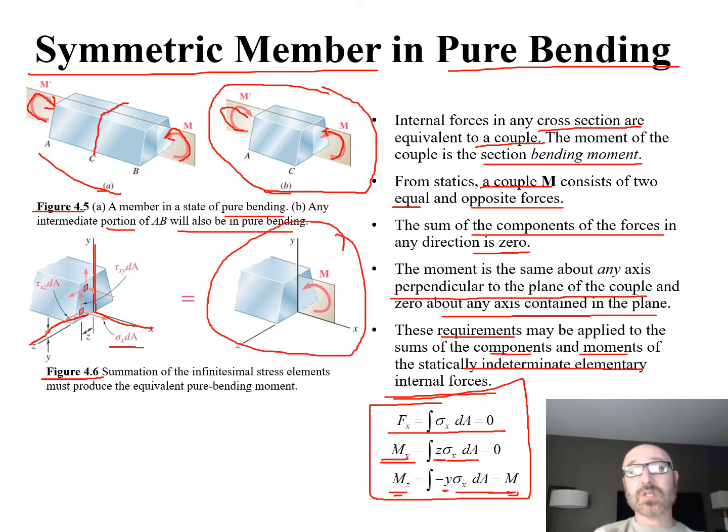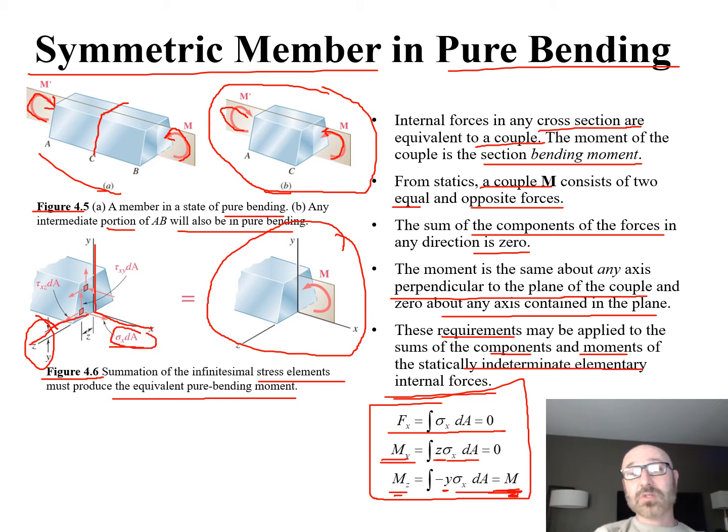So what this is saying is the summation of the infinitesimal stress elements must produce the equivalent bending moments. That's why this is not equal to 0 right there. This is equal to our M right there. So we take a look at that and we can go through, okay, there's our y right there. There is our sigma dA right there.